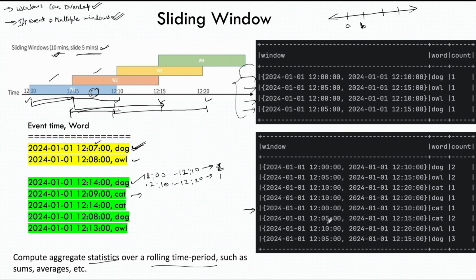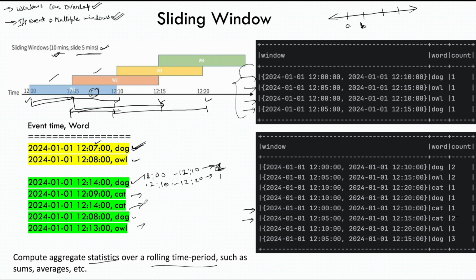So if you see here, 12:05 to 12:15, this particular window also is for the cat, this one. But the count is 2. Why? Because there is another cat event at 12:14. Now 12:14 also falls between 12:05 and 12:15. So that is why the count is 2, because it will receive the event after this one and it will update the count. So now again dog was updated here already 2, and then all is 12:13.